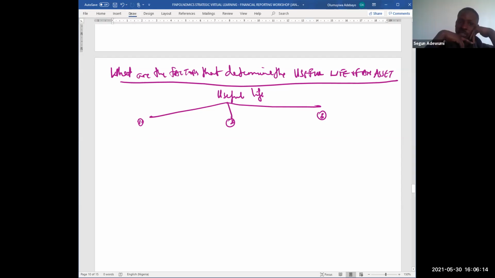And also, if it's a kind of leased asset, then we can use the lease term to determine the useful life of the asset. No, the lease term has nothing to do with determining the useful life of an asset. Okay?